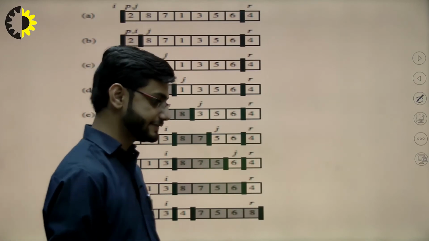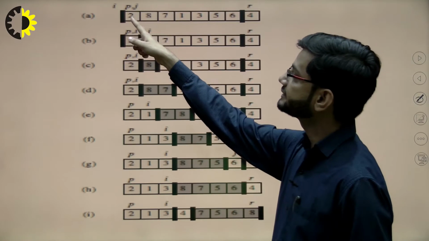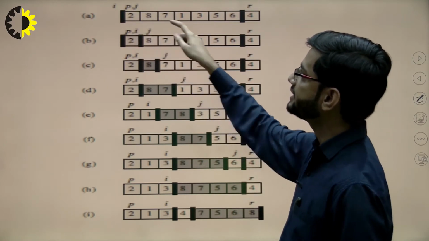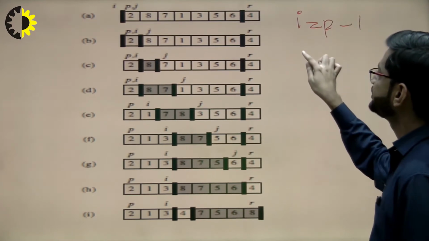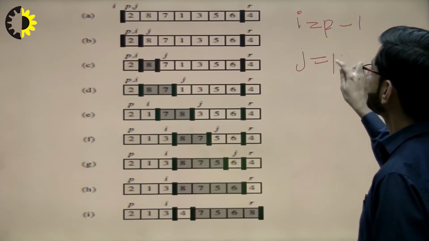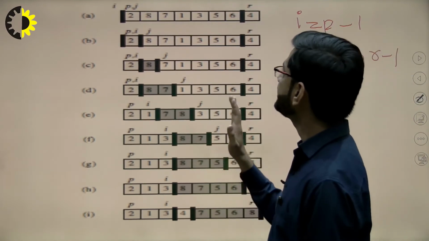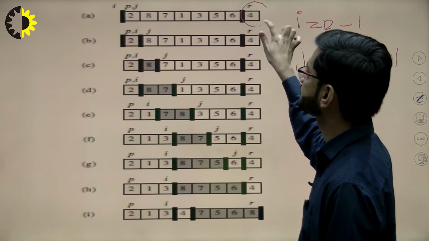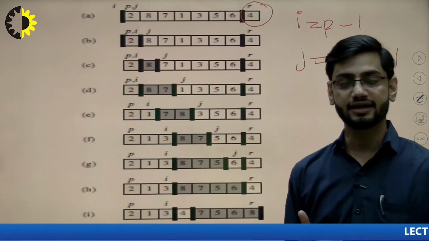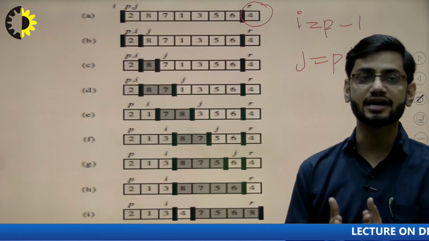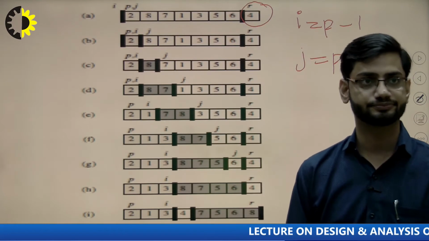So here you can see the array. There are index elements i, p and j, where i is p minus 1 and j will run from p to r minus 1. Clear? Initially our pivot element is this 4. Our pivot element is 4, the last element of the array.